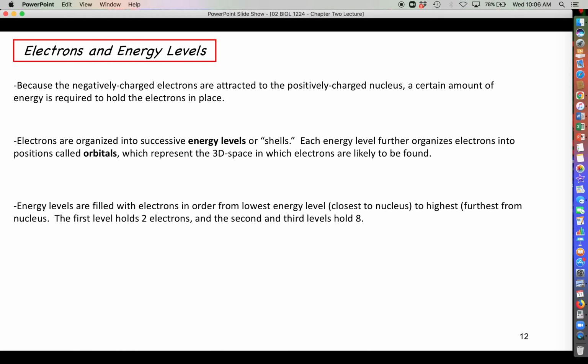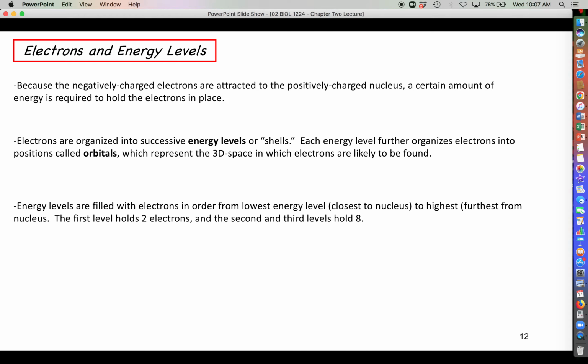So since we are focusing just on the energy levels starting with the lowest energy level, which is closest to the nucleus, these energy levels are going to be filled with electrons in order from the lowest energy level to the highest energy level. We have to fill the lowest energy level first before we can start placing electrons into the second energy level. We have to fill the second level before we can start filling the third, and so on and so forth.